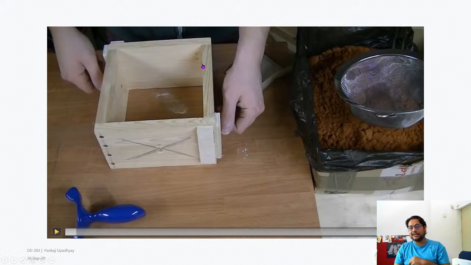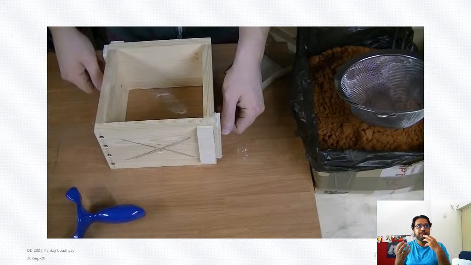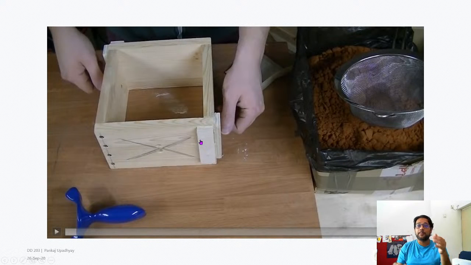The second part I want to tell you about is this structure. This is a wooden structure, though it can be made out of any material. This structure will hold the sand. You put the sand into this structure and press it in. It has two parts, the top part and the bottom part. The bottom part is called the drag, and the top part is called the cope, C-O-P-E.